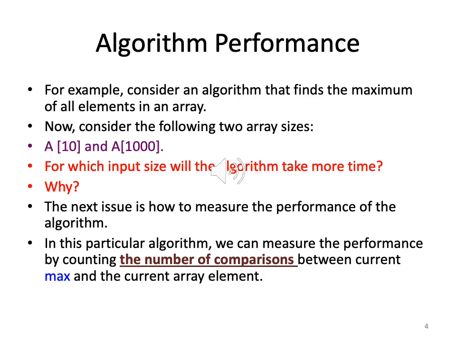The next issue is how to measure the performance of the algorithm. In this particular algorithm, we can measure the performance by counting the number of comparisons between the current max and the current array element. Think about it: we first set A0 as the max. Then we visit A1 and compare max with A1. If A1 is greater than max, then max is equal to A1, and then we compare with A2. If A2 is greater than max, max is A2. Of course, if A1 or A2 is not greater than max, then the old max remains.